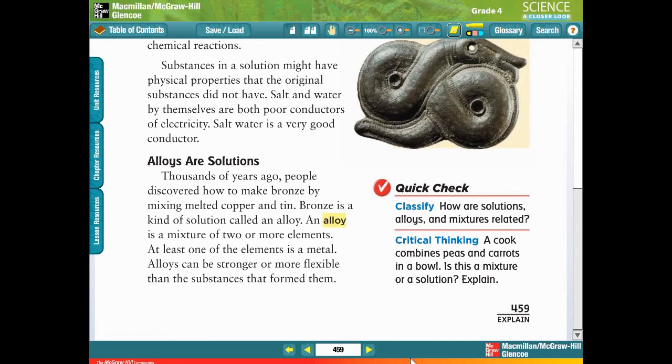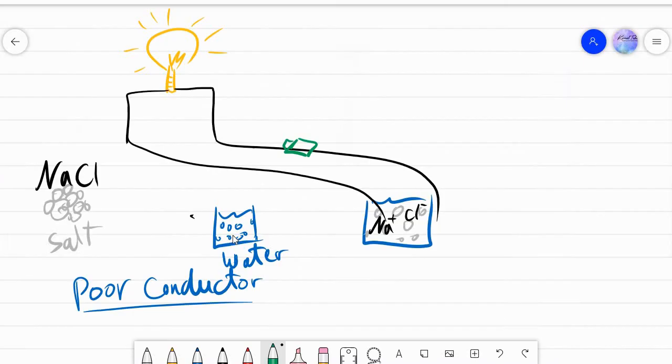The same thing with salt in water. Salt and water conduct electricity, but this one is not a chemical change. This is a physical change. We have just the salt separated into the water. No new substance, no chemical reaction. We have just the salt dissolved into the water.